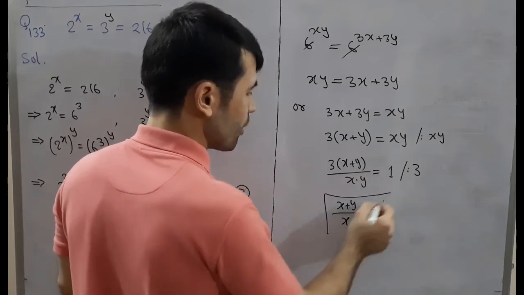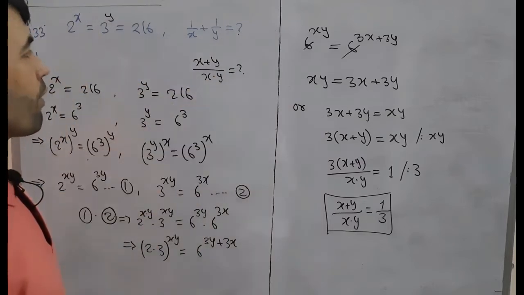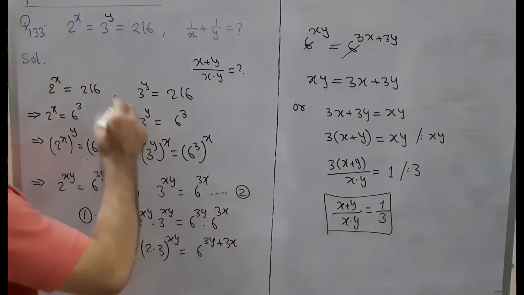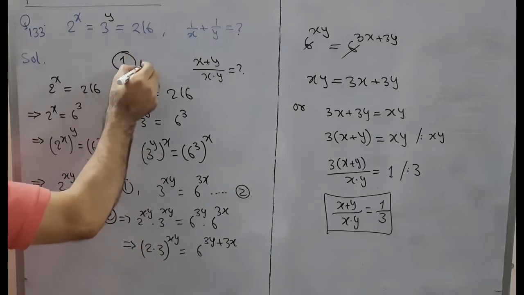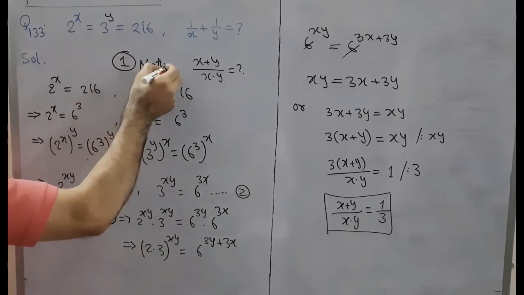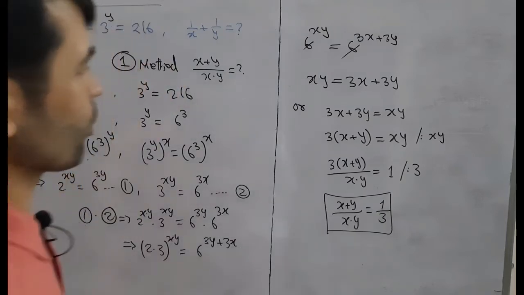It is the value of x plus y over x into y. It was the first method. Now we want to solve by the second method.